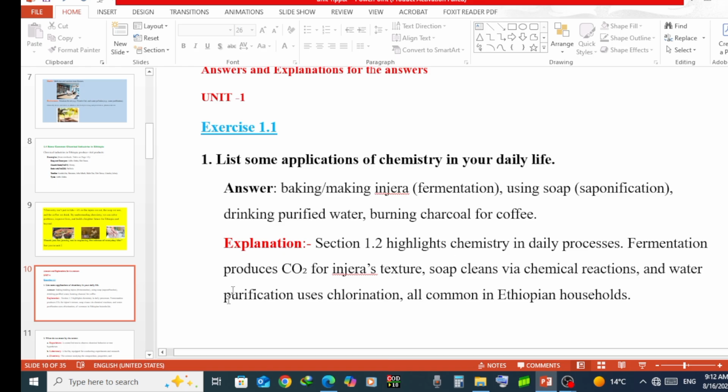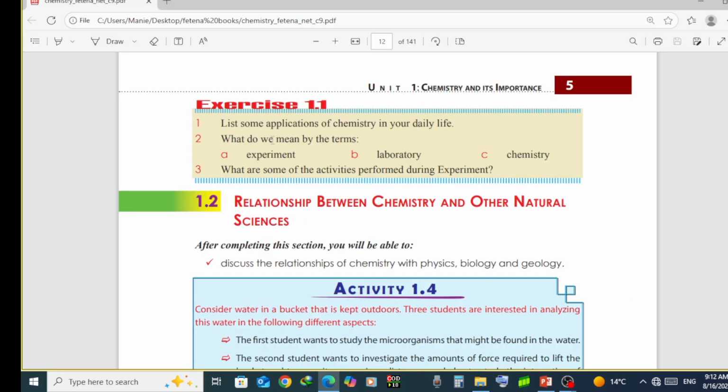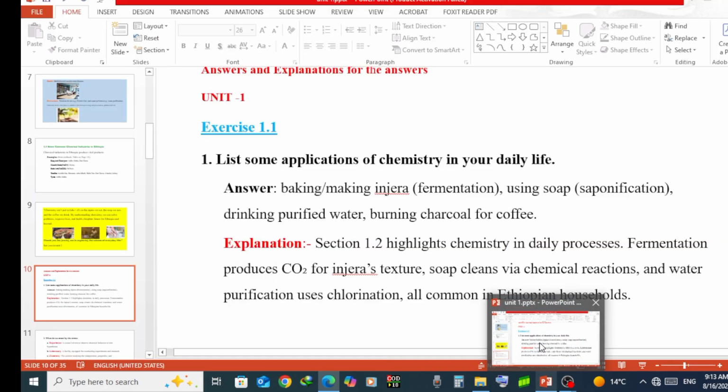You will also have your own answers, and you can add them there. The second question: what do we mean by the terms experiment, laboratory, and chemistry? So what are the differences between these three things? Experiment, laboratory, and chemistry. You do have some hint, of course, but let's try to see them in the following way. Here we have the answer.